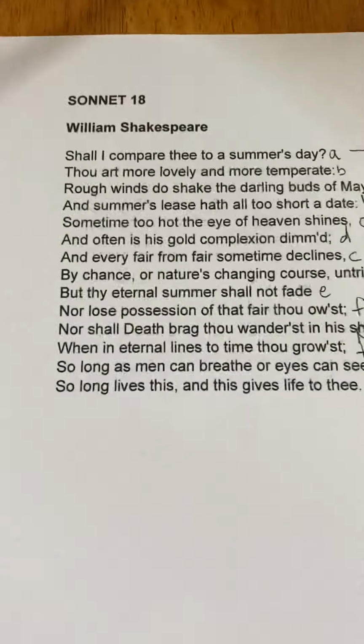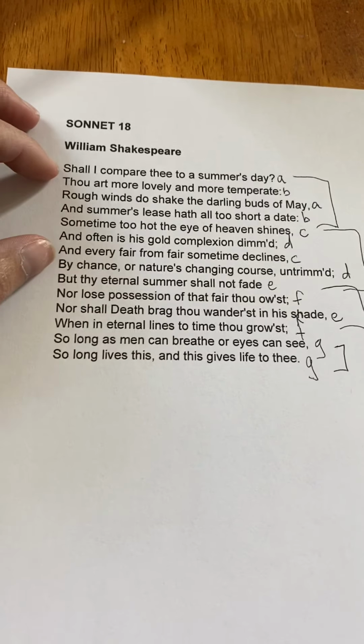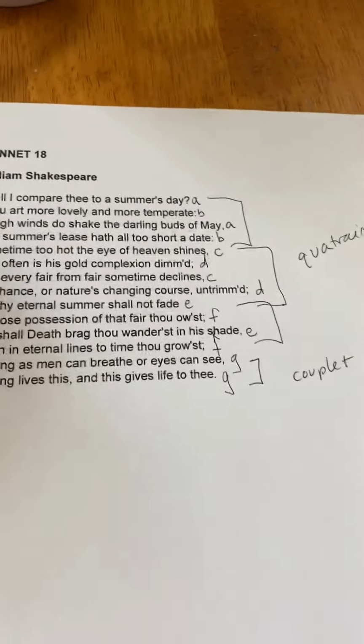All right, let's read the poem. It's romantic, and I like it. It's also about a summer's day, which one day maybe we'll have it. All right, so let's read it once, and we'll go back through it.